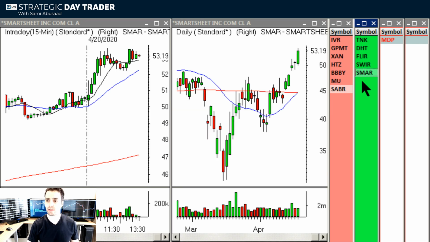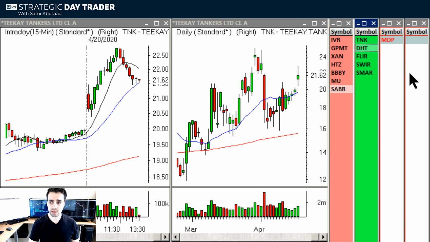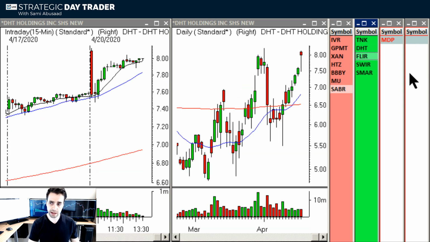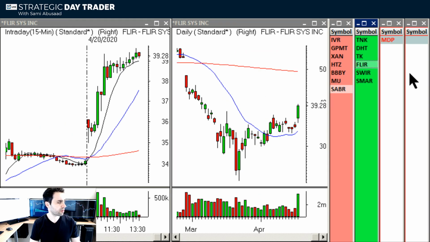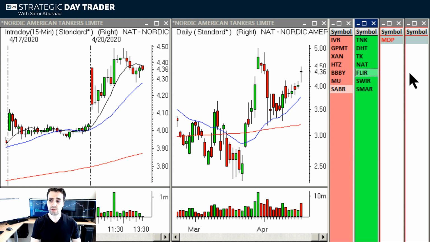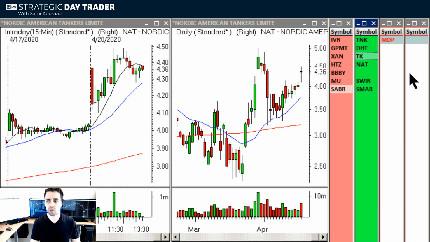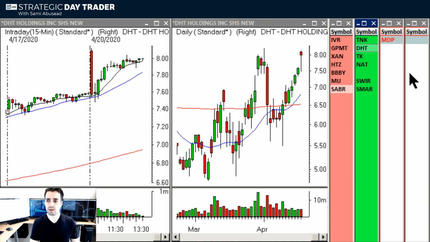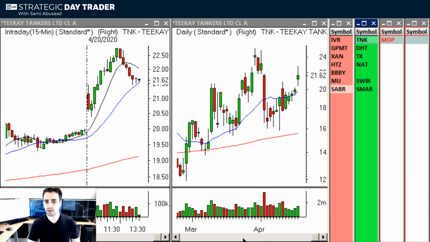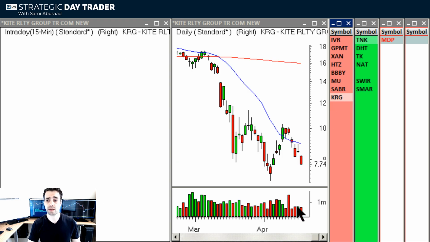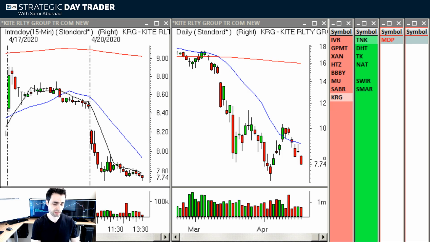SMAR, I'll take a look. Short or long? Is bullish, yeah. Pretty bullish. You know, like the TNK, the DHT, those look higher, and then the TK also. And then NAT. And they all look good. I mean, look okay. All of them. KRG breakdown, never heard of it. KRG from James, thanks James.